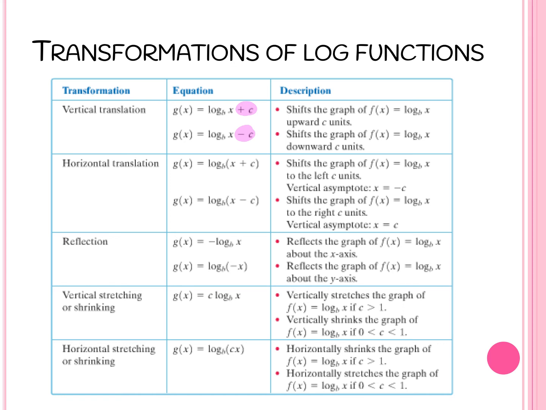The most important thing with logs is the horizontal transformation, because this shifts the vertical asymptote and the domain. So this time it is 0 unless there's a horizontal shift. On the exponential, it was 0 unless there was a vertical shift.